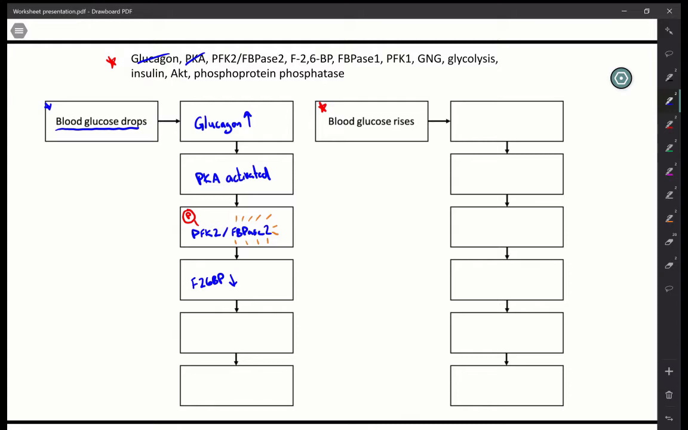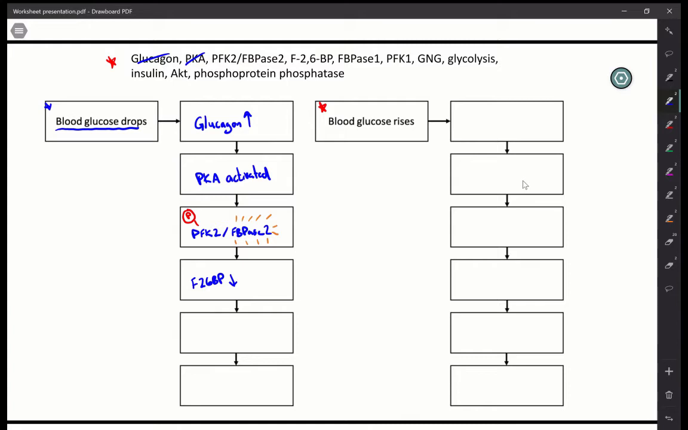We have to keep this straight, because there is F16BP, fructose 1,6-bisphosphate. Fructose 1,6-bisphosphate is not fructose 2,6-bisphosphate. They are very, very similar to each other. The only difference between the two is that there's a phosphate on the second carbon of F2,6BP rather than on the first carbon, which is found in F16BP. Now, F2,6BP is an activator of PFK1, and an inhibitor of FBPase1.